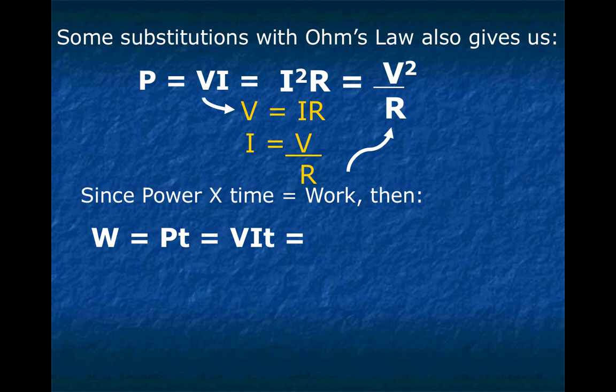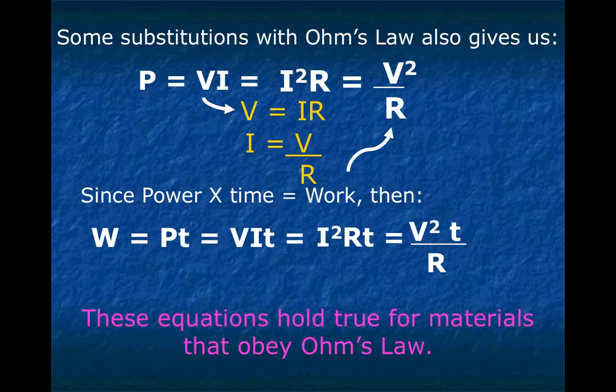Same thing. Add a T to that second relationship for power, so I get I squared times R times T. And then same thing for the third one. I'm going to have V squared over R times T. Those are our relationships for work. These equations hold true for materials that obey Ohm's law. So remember, if you watch the Ohm's law PowerPoint, things that obey Ohm's law are devices or resistors that have a constant resistance.